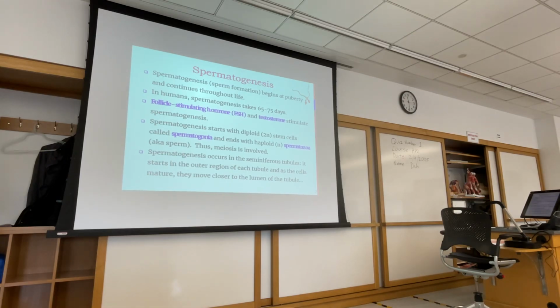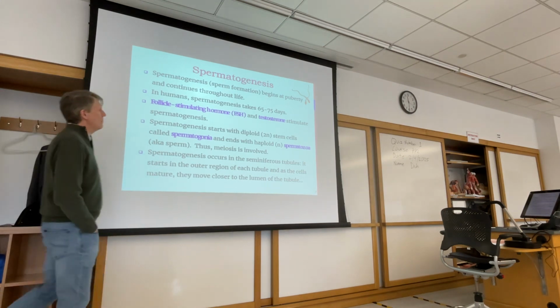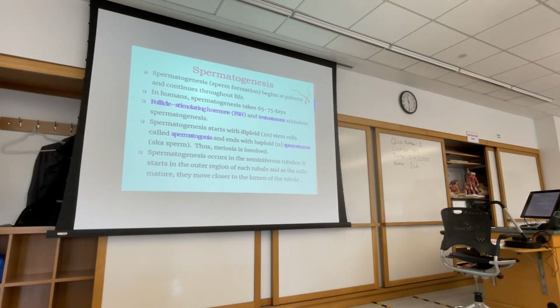In humans, it takes about 65 to 75 days for sperm to form. We'll talk about how the hormones work, but they include FSH and testosterone.